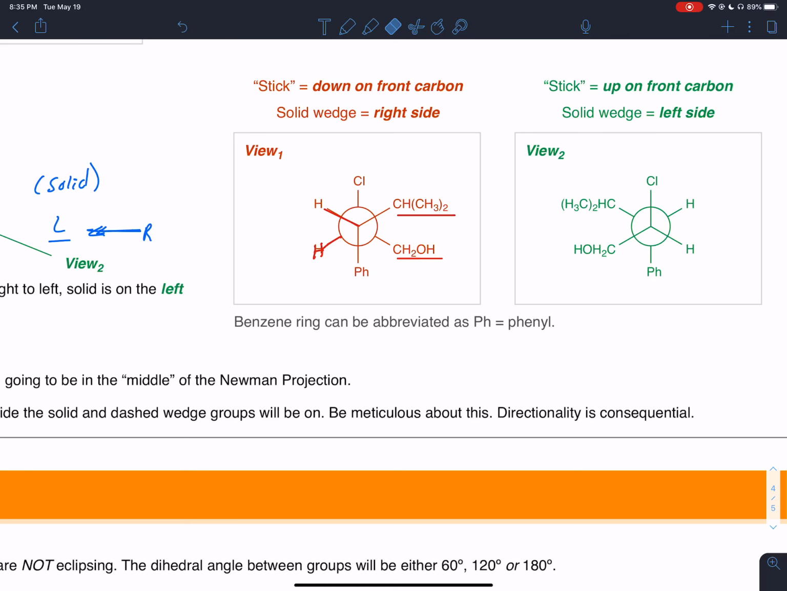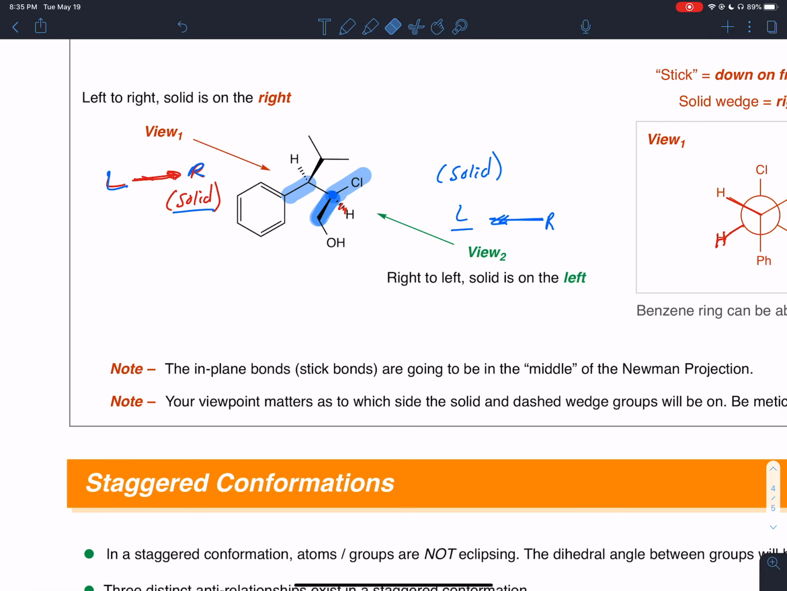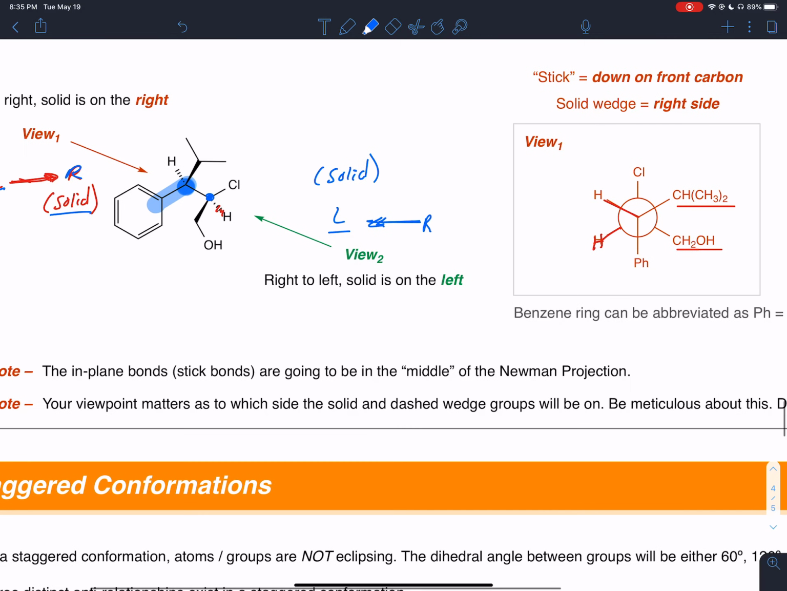This is going to take a little bit of time. Be patient with yourself. And remember, the directionality from which we're viewing the Newman is consequential to how we draw it. And also, you're considering that when you look at your Newman, at the front carbon, you ask yourself, where's the in the plane of the page bond? Is it up or down? From the orange view, view 1, it's pointing down. Therefore, that first radial spoke is going down, and accordingly, the other two are kind of going up. If on the back carbon the chlorine is going up, then the other radial spokes are going down and to the right, or down and to the left.